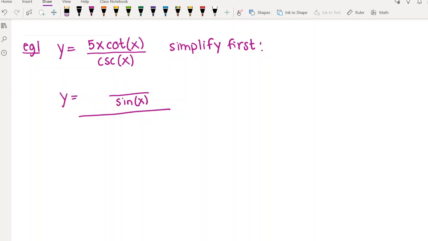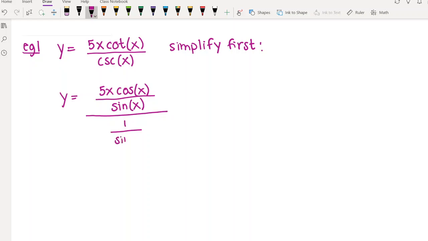And actually, I think maybe it'll be clearer if I write it this way. I'll just put the 5x. It doesn't matter if you put the 5x in the numerator with the cosine or outside, but let's just put it actually in the numerator. So I rewrote cotangent as cosine over sine and then just multiplied it with the 5x. And then in the denominator, we have 1 over sine of x, right? Because cosecant is the same as 1 over sine.